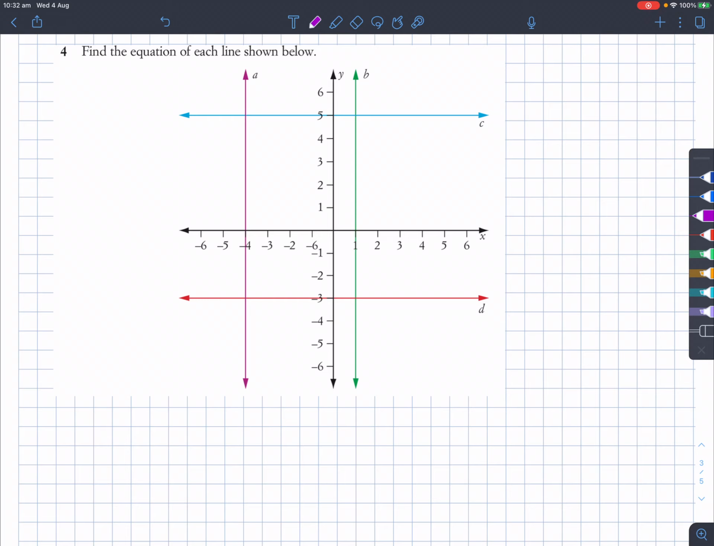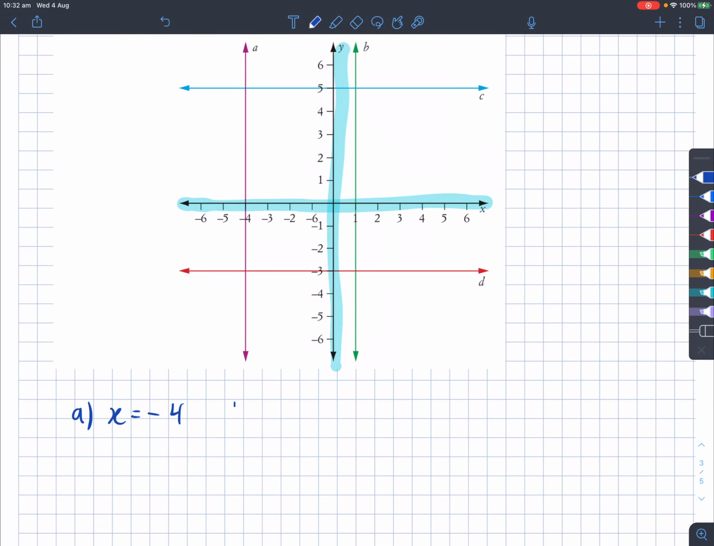Now, an easy way to actually look at whether you have to do x equals something or y equals something is by looking at where the line actually intersects the axes. So see how the axes are here? I've got the x-axis and the y-axis. Okay? Now ask yourself this. What does the line A, the purple line, cross? Does it cross the x-axis or the y-axis? Let's just draw it down. Look, if I just draw over it, which one does it cross? It crosses here. And that axis is the x-axis. So we say x equals to that number there, which is the number -4.